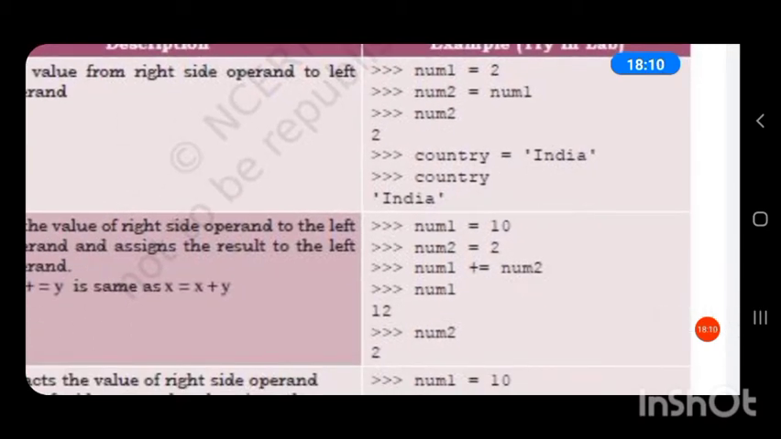And we have done c equal to a plus b. Here also we are assigning a value to c. What is the value assigned? A plus b. The sum of the values is assigned to the variable c, or to the variable result.